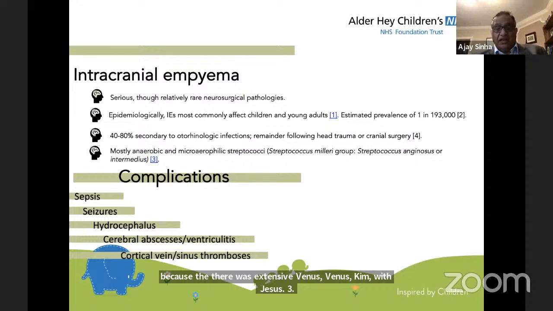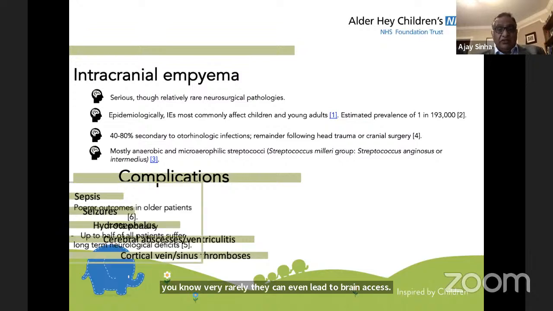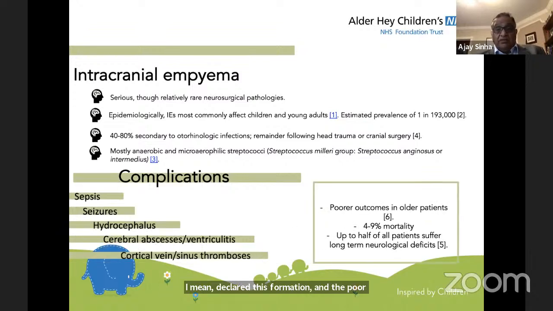The child finally succumbed to the infection. And very rarely they can even lead to brain abscess and ventriculitis formation. Poor outcome is generally seen more in older children. Despite the best of care, there is still a mortality in various series. It varies from 4 to 9%.